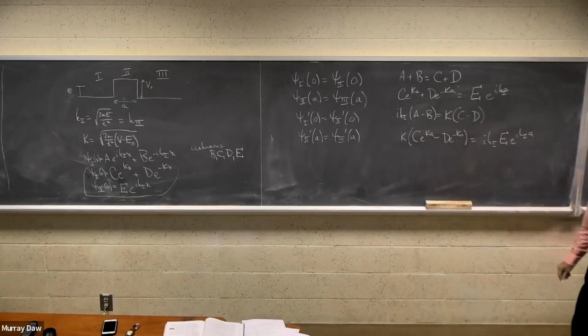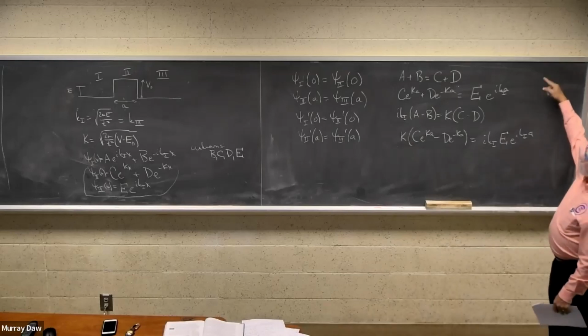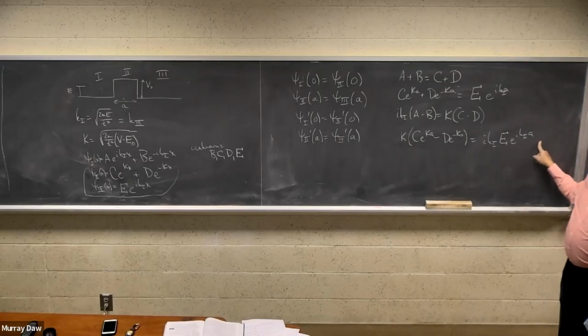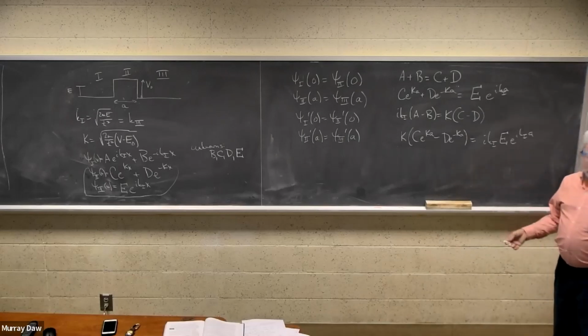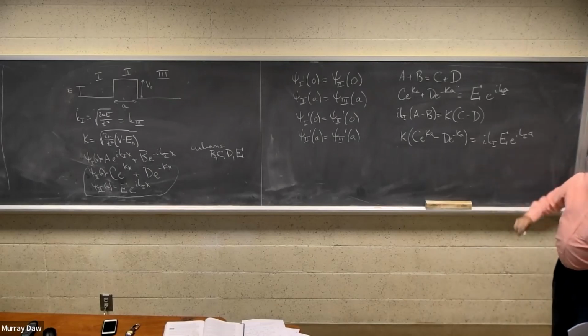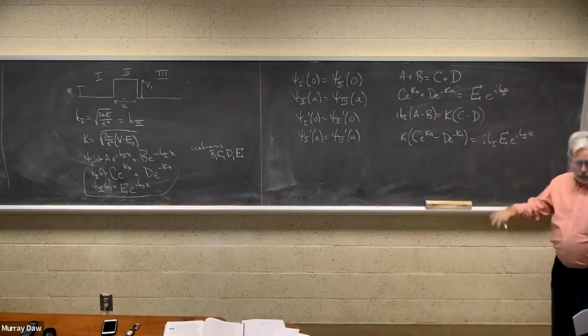Okay, how many equations do we have? 4 equations, 2 for each interface. And how many unknowns do we have? 4 unknowns. So in principle, you would solve these 4 equations for the 4 unknowns, B, C, D, and E. The ones that we're really interested in are B and E, unless you're wanting to know something about what happens in the tunneling region.